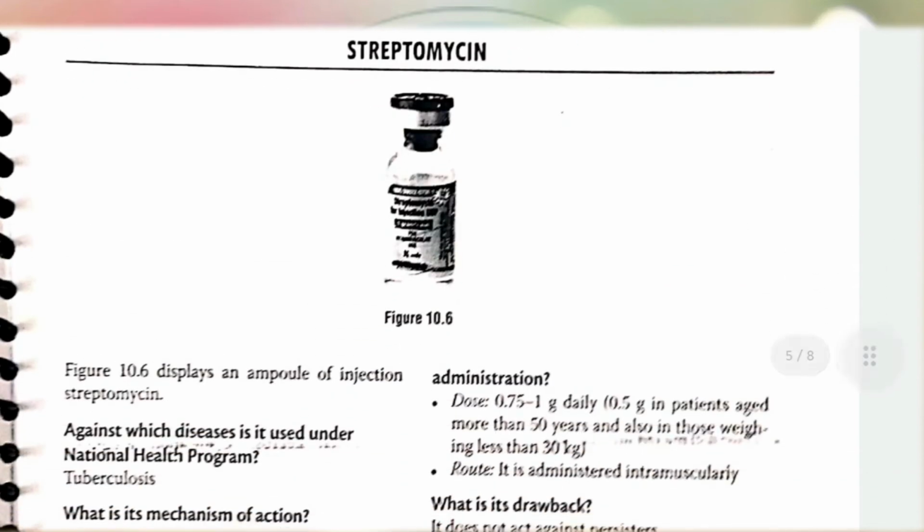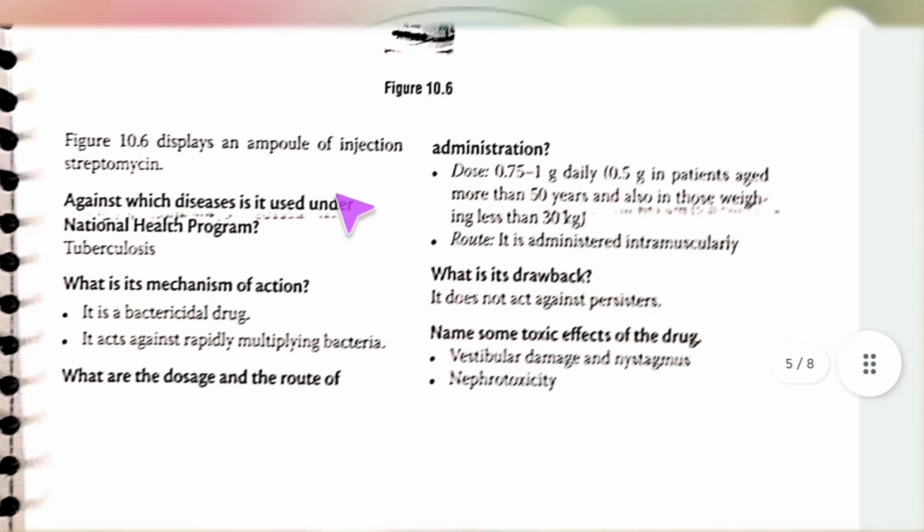Then coming to another drug, that is streptomycin. Against which disease is it used? So it is obviously tuberculosis. What is the mechanism of action? It is bactericidal, acts against rapidly multiplying bacteria. The dose is 0.75 to 1 gram daily, and the route is administered intramuscularly.